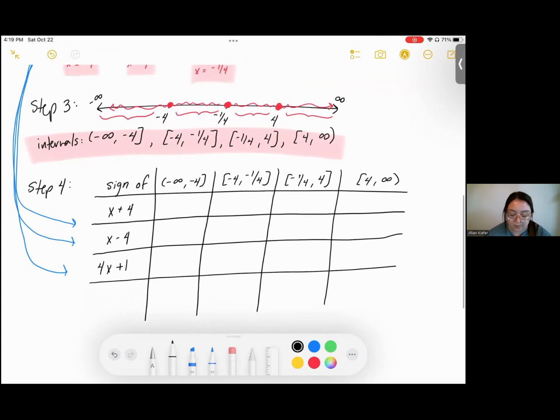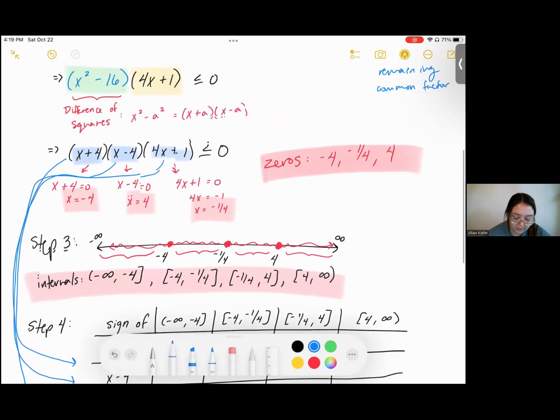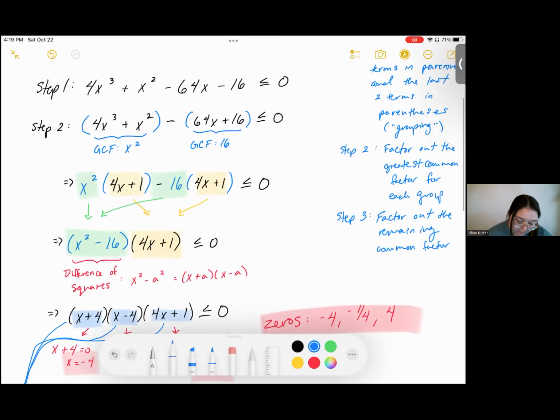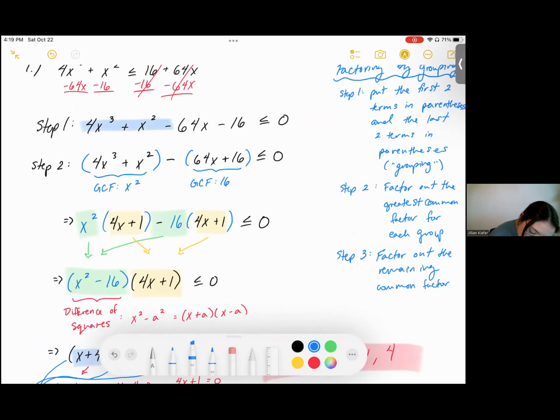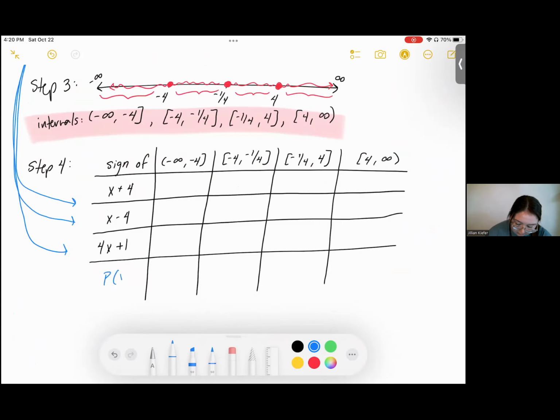Then your bottom row is going to be the polynomial in and of itself. So we have this x plus 4 times x minus 4 times 4x plus 1. This really came from this polynomial that we found right in here. So just for simplicity's sake, we're going to label this p of x. So really the question that we want to know is, when is p of x less than or equal to 0? So that whole statement there, the polynomial, we're going to call that p of x. So back to our table, and we write p of x.